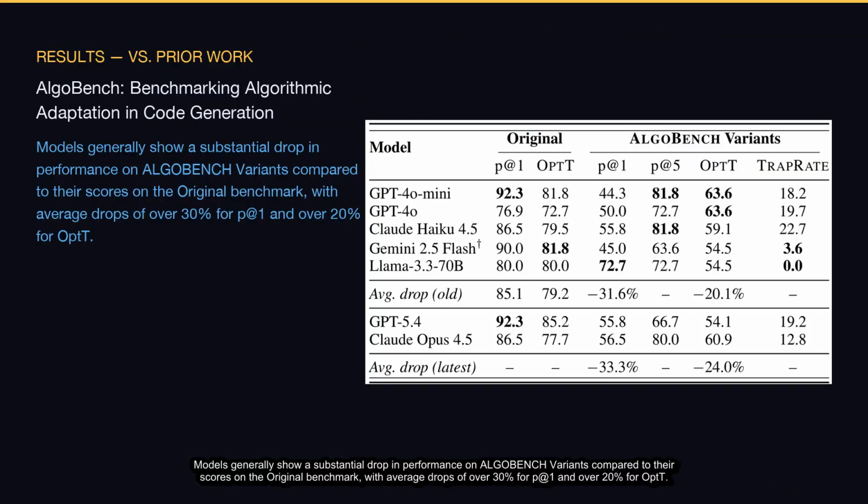Models generally show a substantial drop in performance on AlgoBench variants compared to their scores on the original benchmark, with average drops of over 30% for P at 1 and over 20% for opt. Llama 3.3-70B and Gemini 2.5 Flash demonstrate superior trap avoidance on AlgoBench, achieving trap rates of 0.0 and 3.6 respectively, which are significantly lower than other models.